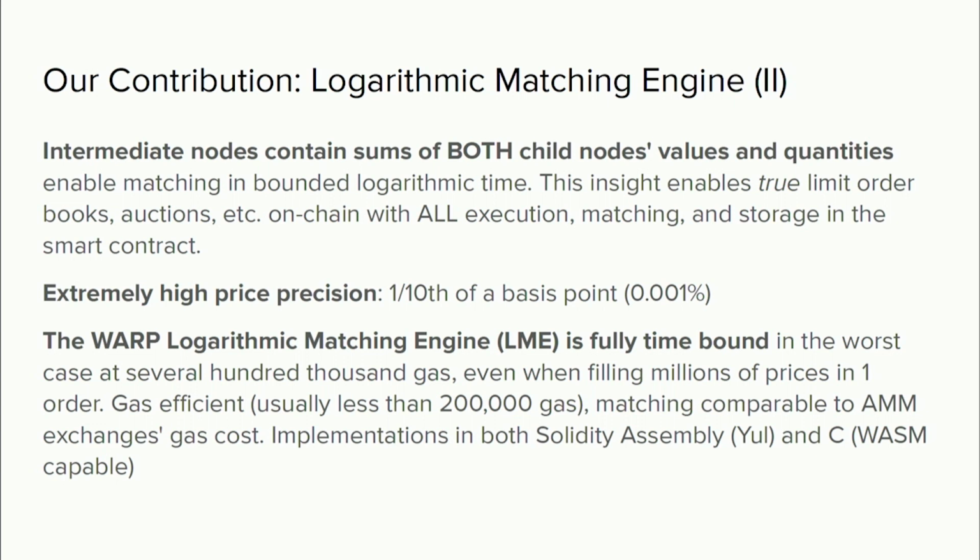order books, auctions, and so on on chain, where all the executions happen inside the smart contract, all the matching happens inside the smart contract, and all the storage is in the smart contract. There are no validators, there are no cranks, it's happening on chain. The person that deployed the contract can walk away, shut off all their computers, and it runs. It does its thing.